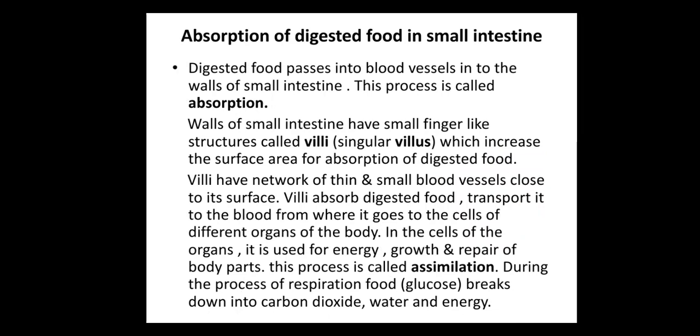Villi absorb digested food and transport it to the blood, from where it goes to the cells of different organs of the body. In the cells of the organs, it is used for energy, growth, and repair of the body parts. And this process is known as assimilation. In the cells, the food, that is the glucose, breaks down into carbon dioxide, water, and energy during the process of respiration. That is when a human being inhales oxygen, glucose breaks down, giving us energy.